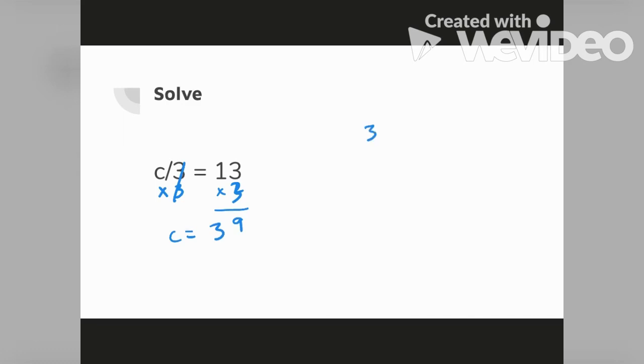We can check our work by saying 39 divided by 3 equals 13. And I know 39 divided by 3 is 13. So I know that it's correct. C equals 39 is the only solution to the equation. Okay, now we have a decimal. I want you to pause the video and try this one out.